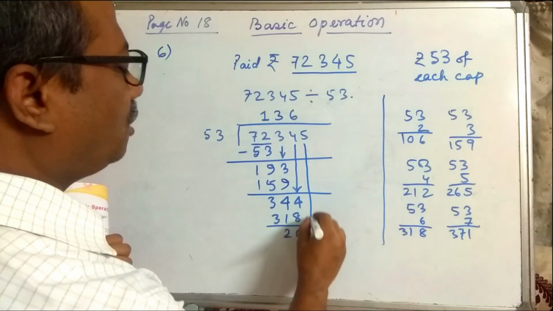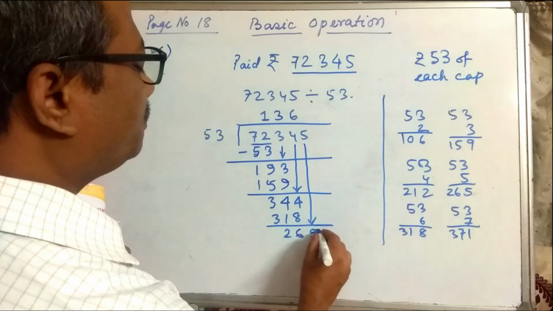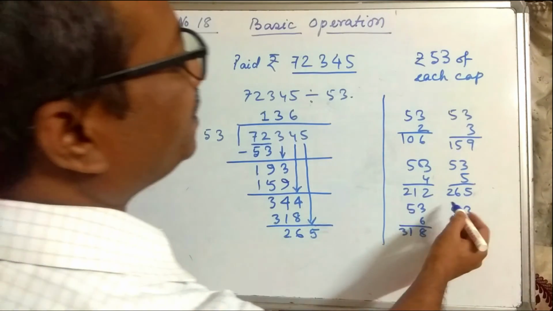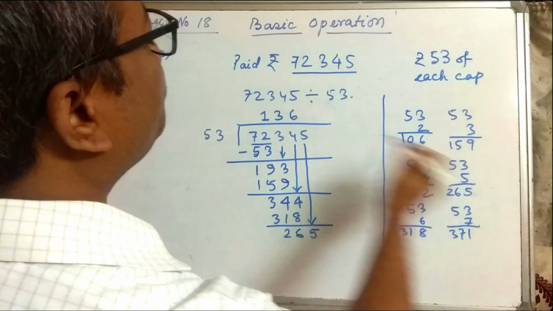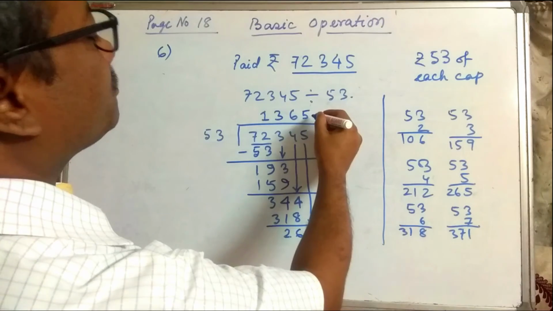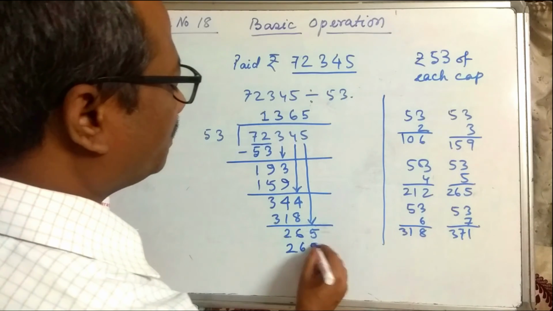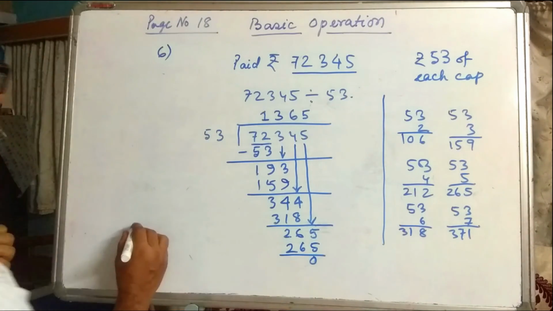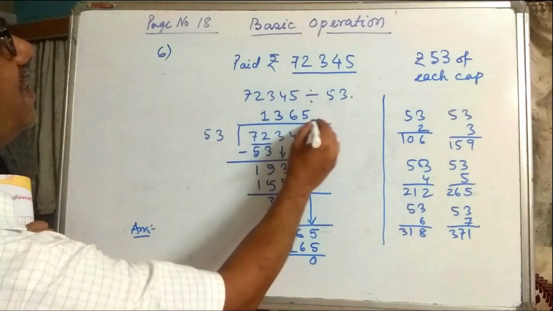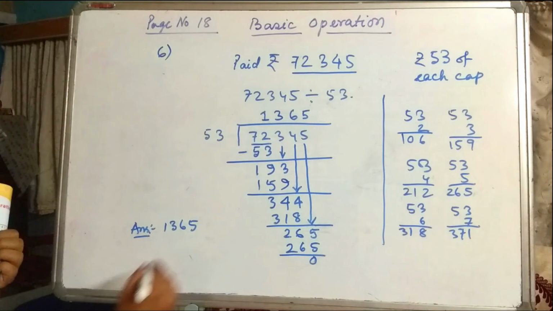So from the top, again from the number, we will bring down the 5 to the extreme right of 26. Now 265. Is there any number equal to 265 here? If we give 5 above the 5 as quotient, then 5 into 53 is equal to 265. So the remainder is 0. So the answer is, the shopkeeper purchased how many caps? 1365 caps.